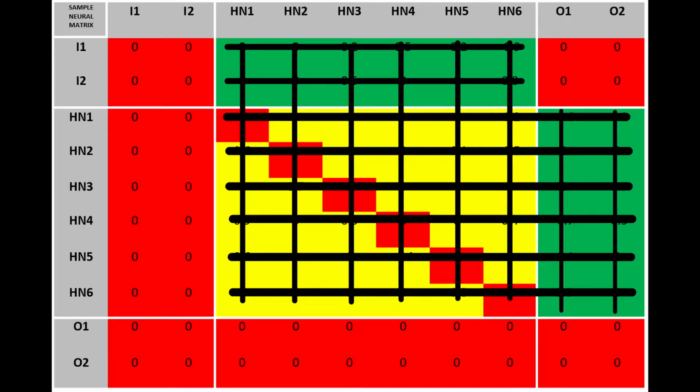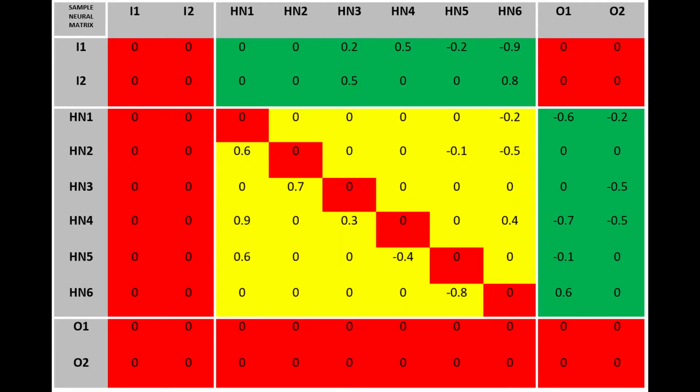Second, all rows and columns, except those that fall entirely in the red areas, must contain at least one connection. That is, all input neurons must have at least one outgoing connection, all output neurons must have at least one incoming connection, and all hidden neurons must have at least one of both.